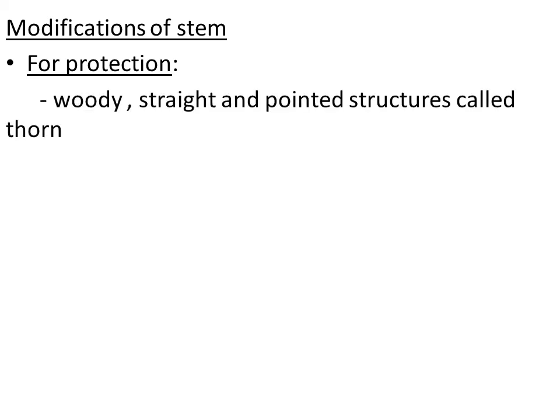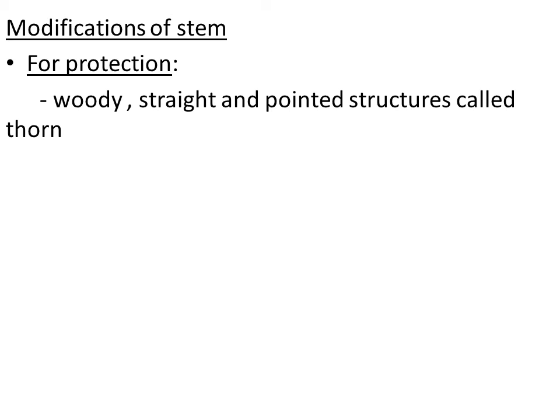Then one more purpose of modification is for protection. In order to protect the plant from browsing animals, the stem shows modification. If there is no protection, the plants are easily eaten by herbivorous animals, right? In some plants, in order to protect the aerial part of the plant, a modified structure can be seen. Those modified structures protect the plants from browsing animals. That modified part of the stem is named a thorn.